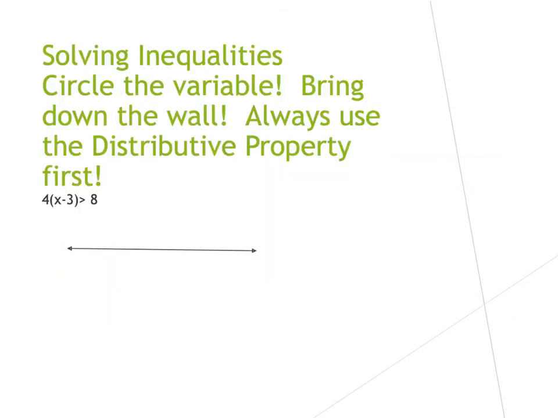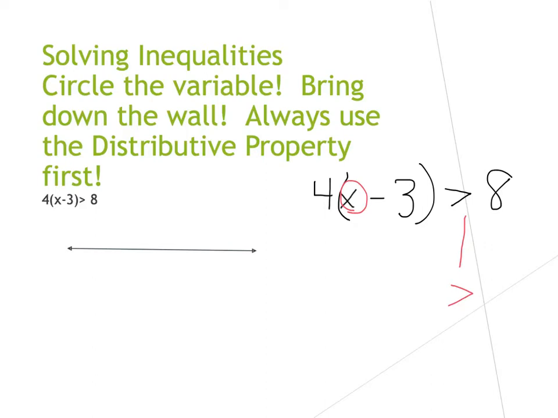Okay, remember, you're going to solve these just like you solved two-step equations. So the very first thing you're going to do, we're going to circle the variable, bring down the wall. The only difference is we're always going to use the distributive property first. So I'm going to go ahead and rewrite this problem over here just to give me a little bit more room. So you have 4 times x minus 3 is greater than 8. And I'm going to, again, circle my variable, bring down my wall with my greater than sign.